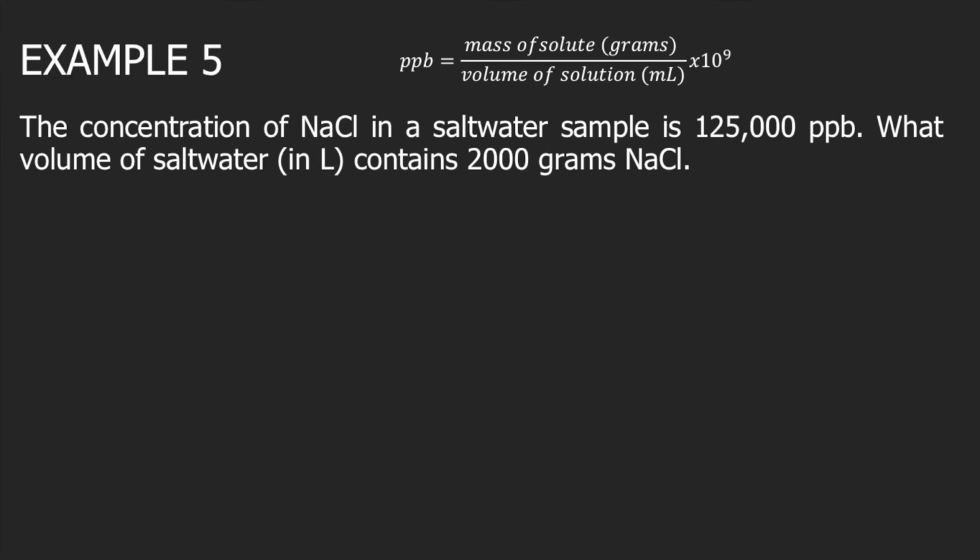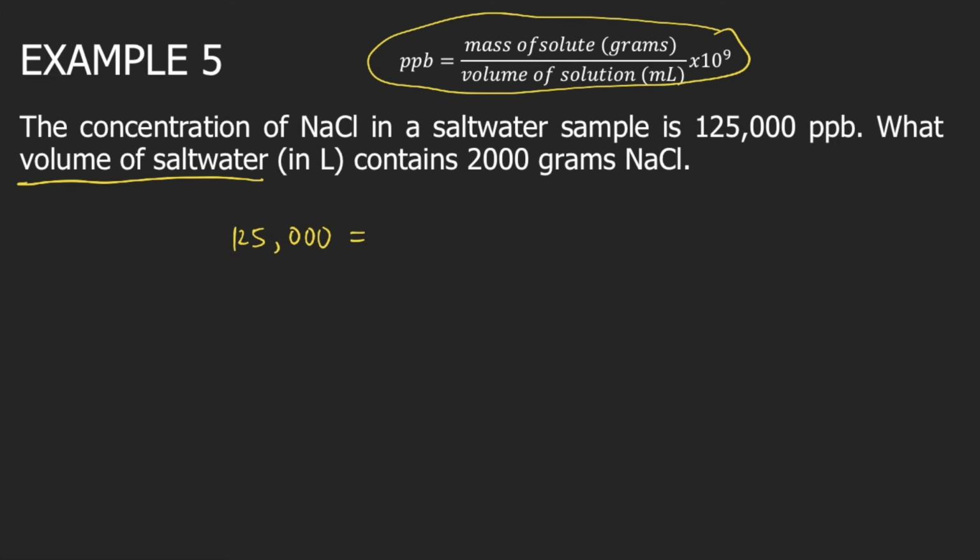And for the last example, example 5, the concentration of NaCl in a saltwater sample is 125,000 ppb. What volume of salt water in liters contains 2,000 grams of NaCl? So the question is asking for the volume of seawater or the volume of the solution. So we will use the second formula for ppb. This time, we are also given the ppb, 125,000.